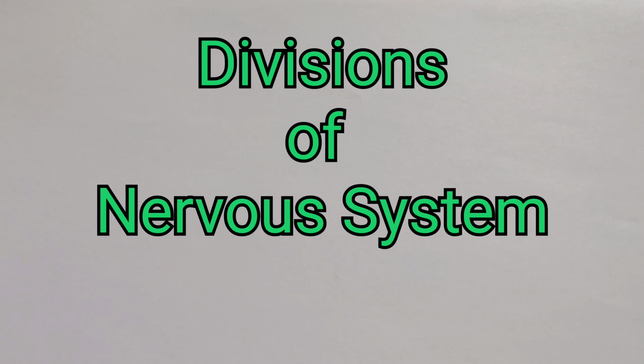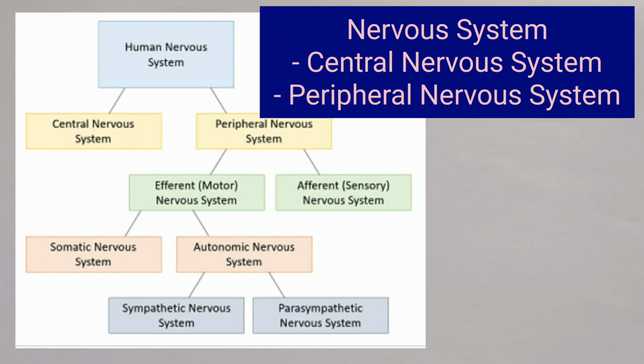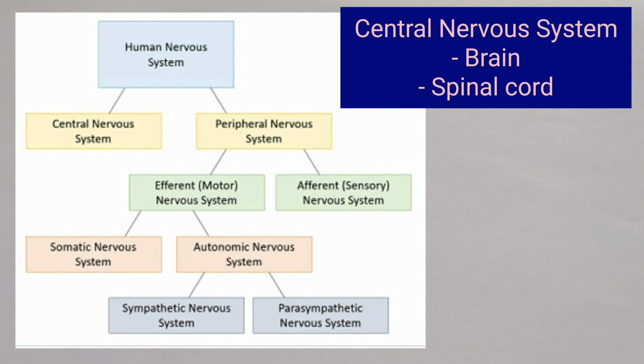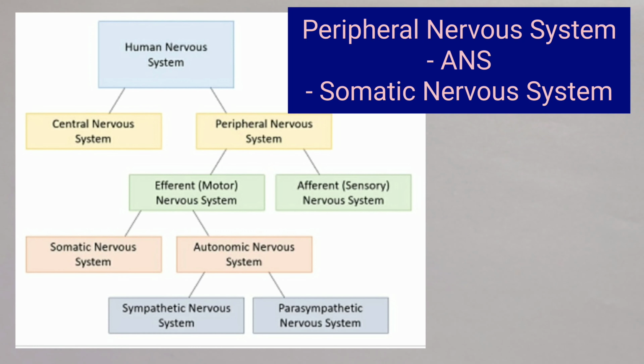Divisions of the nervous system. The nervous system is divided into the central nervous system and the peripheral nervous system. The central nervous system includes the brain and the spinal cord. The peripheral nervous system constitutes the autonomic nervous system and the somatic nervous system.